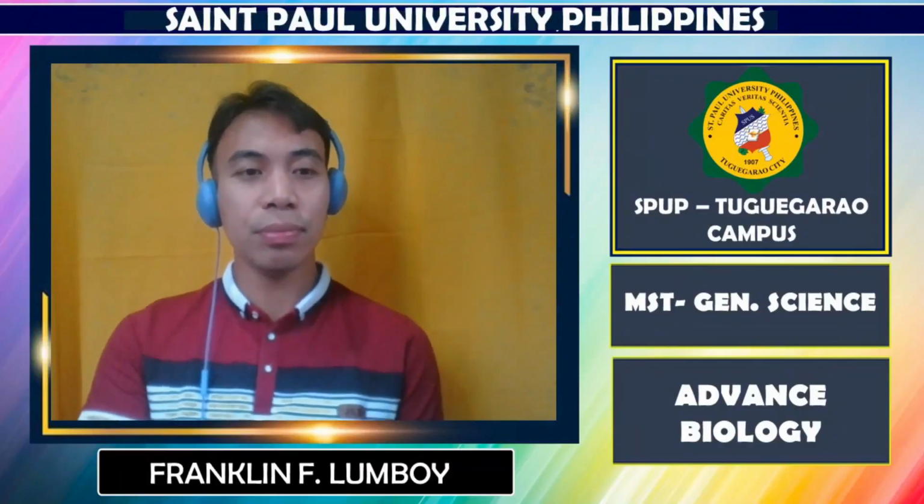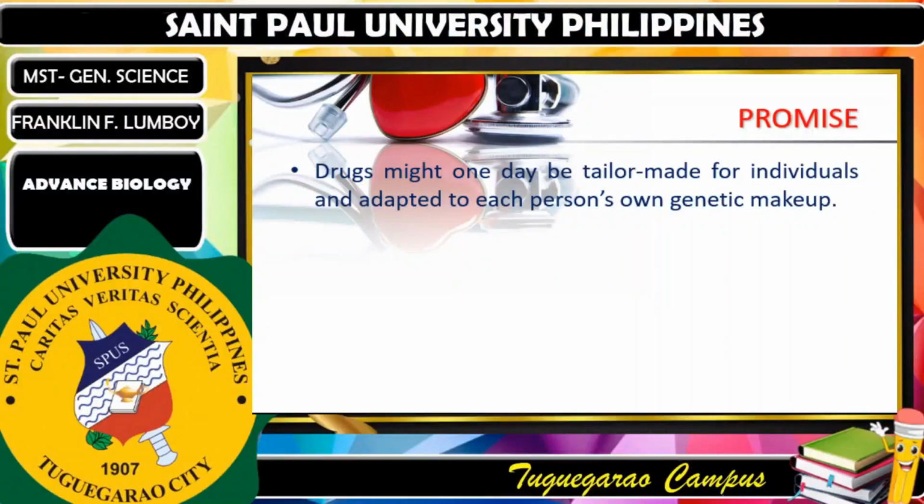Let's continue. The way a person responds to a drug, this includes both positive and negative reactions, is a complex trait that is influenced by many different genes. Without knowing all of the genes involved in drug response, scientists have found it difficult to develop genetic tests that could predict a person's response to a particular drug.